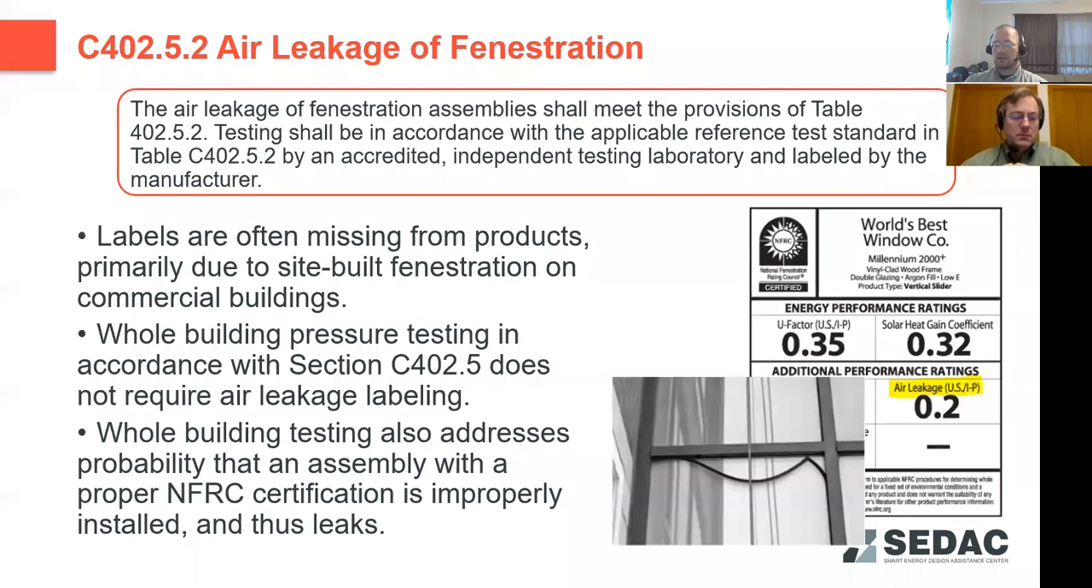But again, for pre-built window assemblies, this tag is stuck right on the windows. For site-built or factory-built windows, an NFRC certificate is created that has this air leakage requirement on it. And again, it's important to ensure that on-site assembly is accurate to the manufacturer's requirements to avoid things like this, where a gasket is popped out of place, and now this window is potentially leaking air and water into the building.